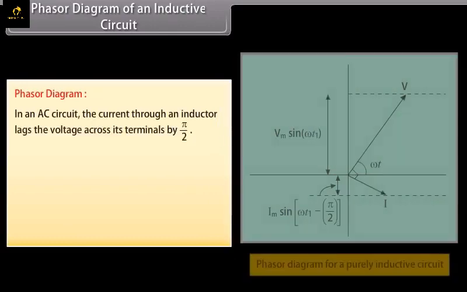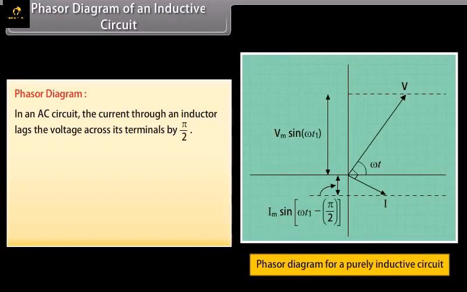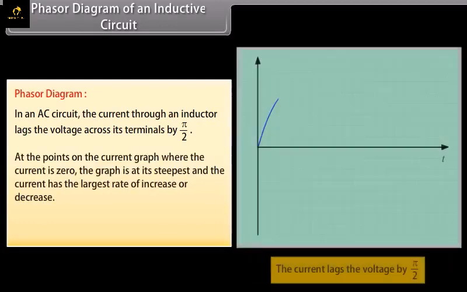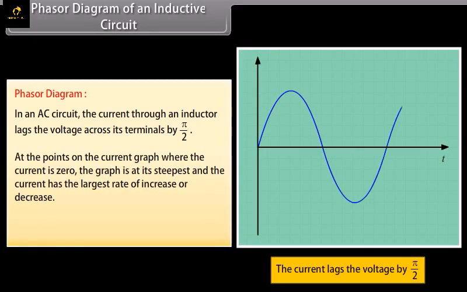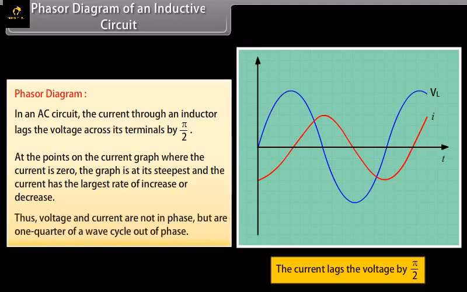Phasor diagram of an inductive circuit. In an AC circuit, the current through an inductor lags the voltage across its terminals by pi by 2. At the points on the current graph where the current is 0, the graph is at its steepest and the current has the largest rate of increase or decrease. Thus, voltage and current are not in phase but are 1/4 of a wave cycle out of phase.